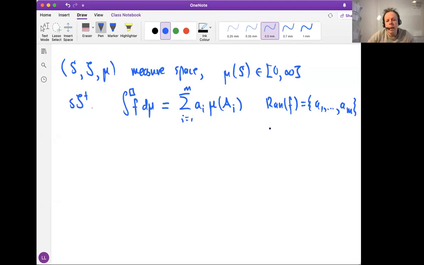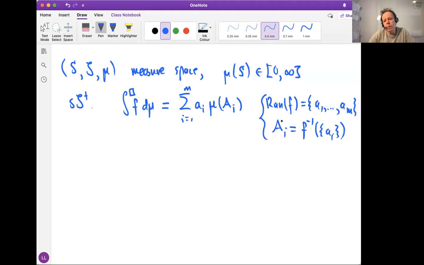And this A_i is then the pre-image. So A_i is the pre-image of the value little a_i. Here is the definition. Does it make sense? Let's see. We have a sum. f has a finite range. It's here, and then we look at the pre-images.